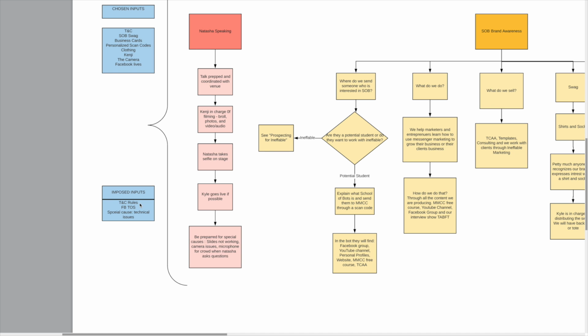We're going to be posting on Facebook a lot about the conference, maybe even going live. So we definitely have to keep in consideration what Facebook's terms of service are and how those have an imposed input on our system.